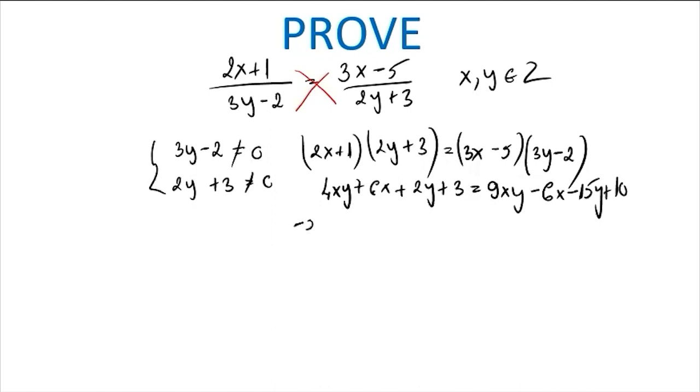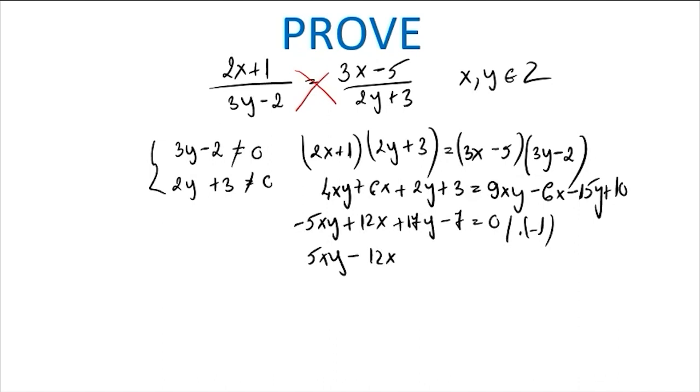We have −5xy + 12x + 17y − 7 equals 0. This one I'm going to multiply with −1. And we have 5xy − 12x − 17y + 7 equals 0. Common factor x(5y − 12) − 17y equals 0.